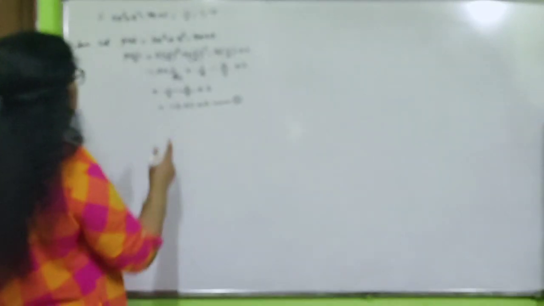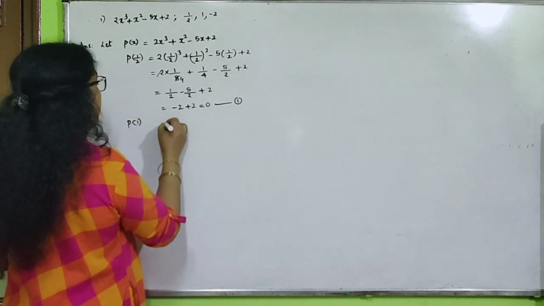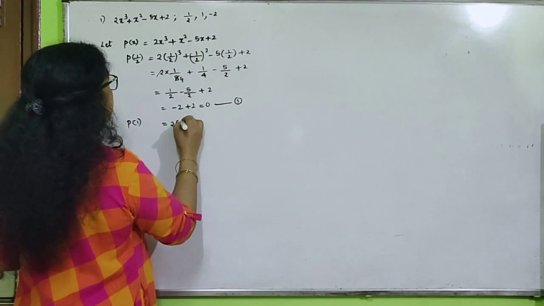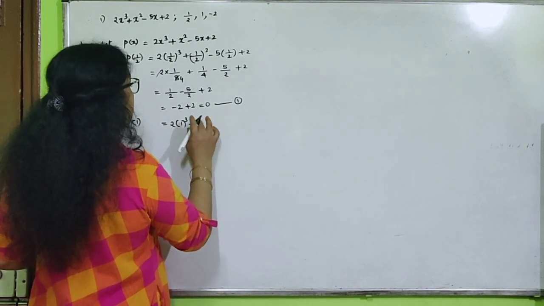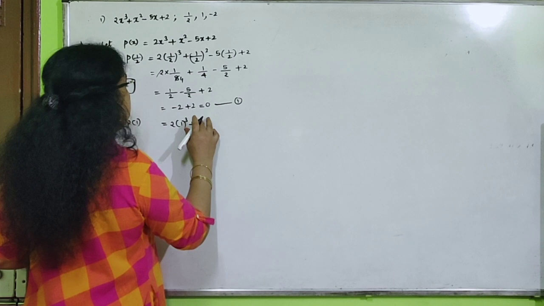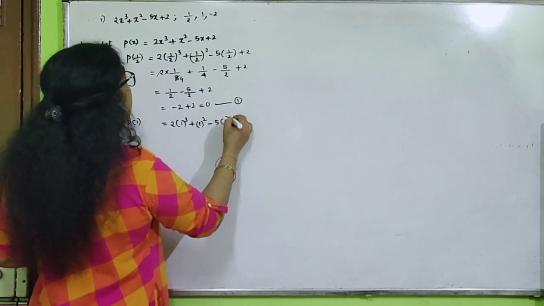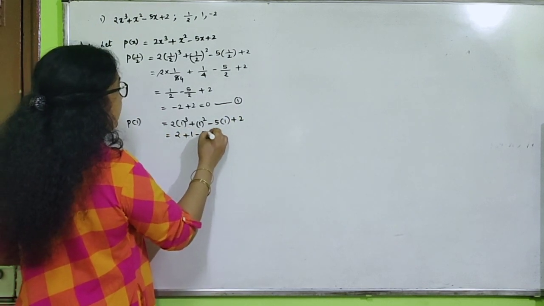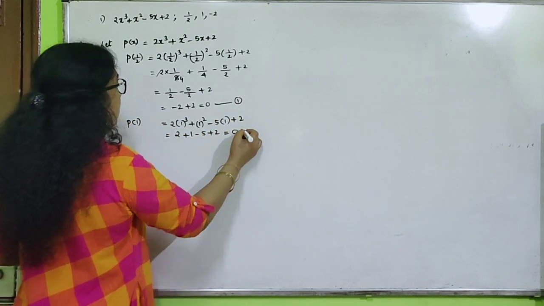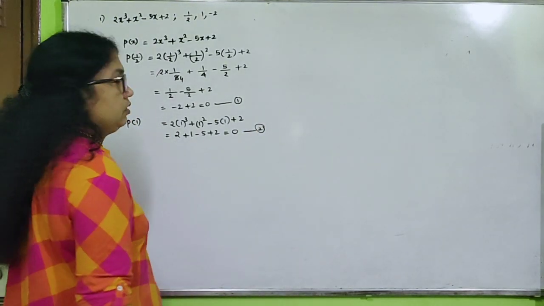Now second, we have to find p of 1. So p of 1 equals 2 into 1 cube plus 1 square minus 5 into 1 plus 2. That is 2 plus 1 minus 5 plus 2, which is equal to 0. So this is the second one. For p of 1 also we got the value 0.